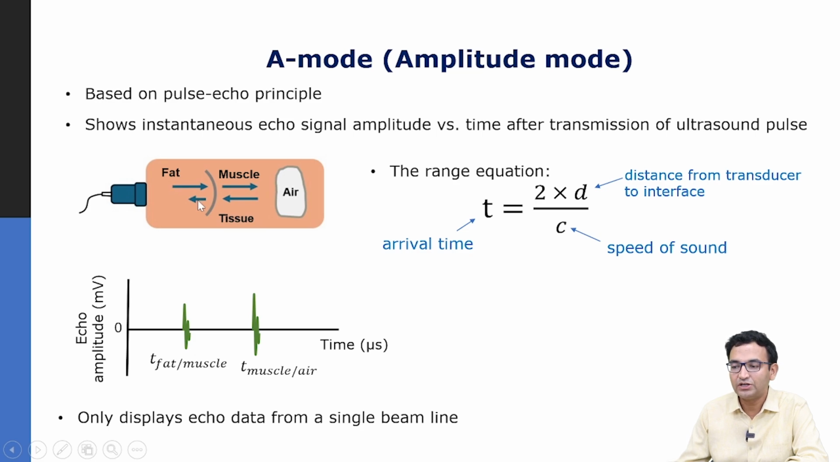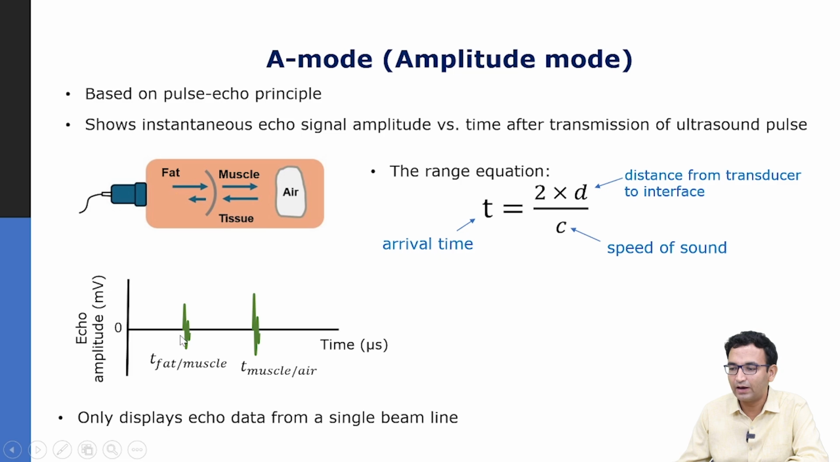Now, after how much time do you expect to get the echoes after firing the transducer? So, that will be calculated using the range equation. The time is given by 2 times distance by c. This factor of 2 comes because this is a pulse echo imaging. The same transducer is serving both to transmit the pulse as well as to receive the pulse. Therefore, the distance travelled is actually twofold. That is why the term 2d by c.